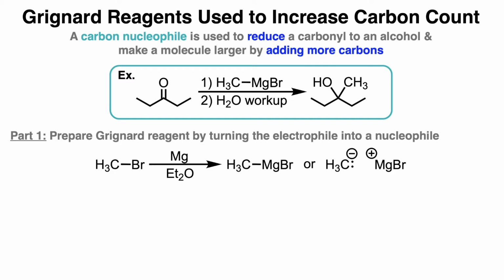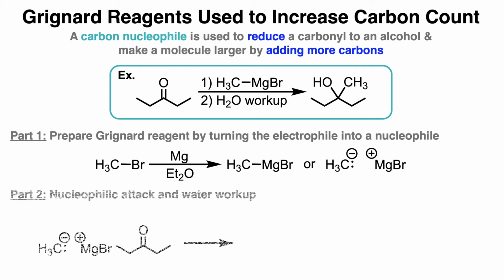The first part is to prepare your Grignard reagent by turning an electrophile into a nucleophile. Again, because we increased our carbon count by 1 carbon, we're going to start with an alkyl halide with 1 carbon. Then this will react with magnesium metal in ether, or Et2O, to form methyl magnesium bromide. And because carbon is more electronegative than magnesium, we can rewrite this as CH3- and MgBr+.